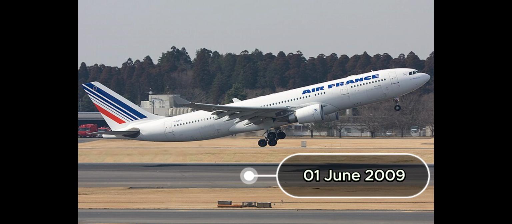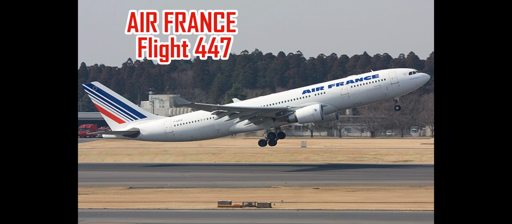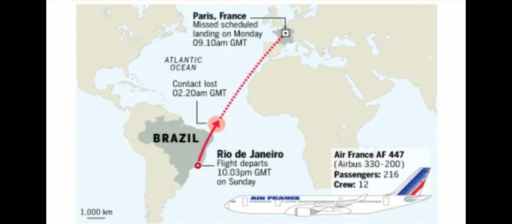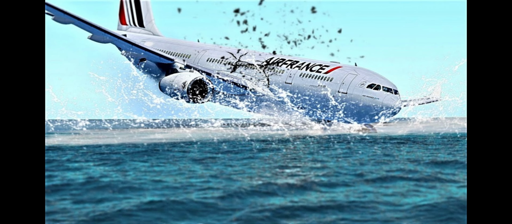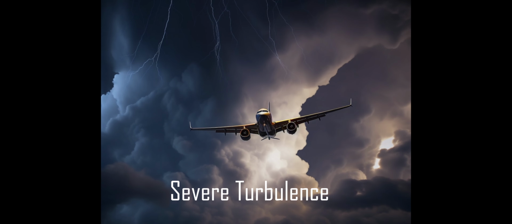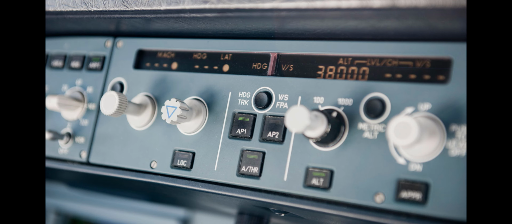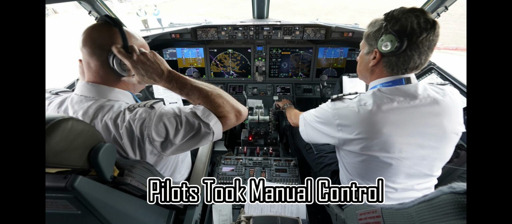June 1st, 2009, Air France Flight 447, an Airbus A330 flying from Rio de Janeiro to Paris, tragically crashed into the Atlantic Ocean, killing all 228 people on board. The flight encountered severe turbulence, and ice formed on the pitot tubes, causing faulty airspeed data. This led to the autopilot disengaging, and the pilots were forced to take manual control.